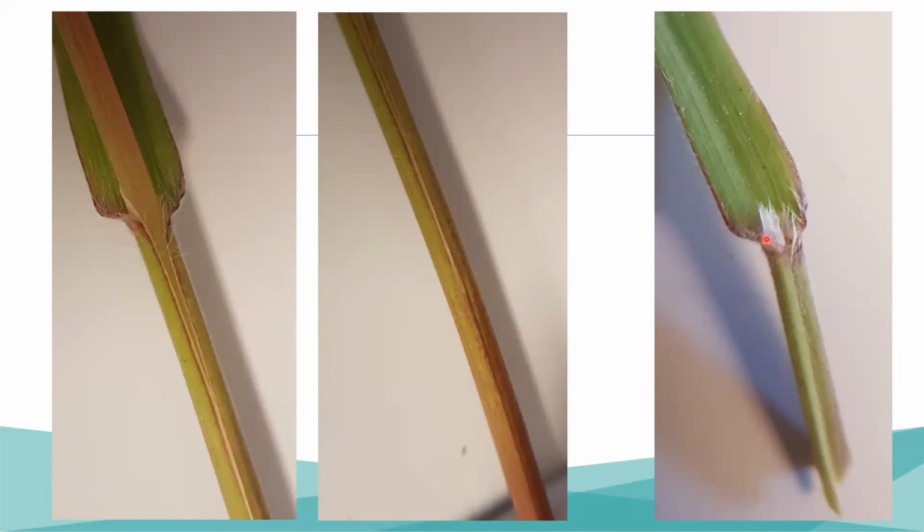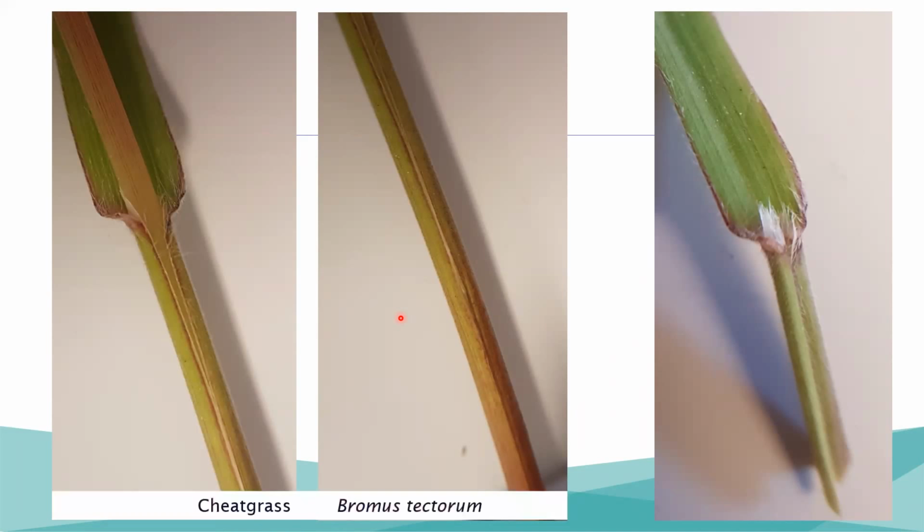The ligule is membranous, and again, there's a lot more hairs. And what you can't see is this plant was very easy to pull from the ground. It had very shallow roots, making me think this is an annual. And with the rest of those features, we go down to cheatgrass.